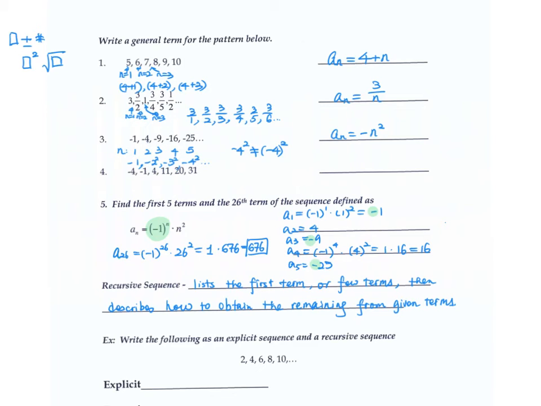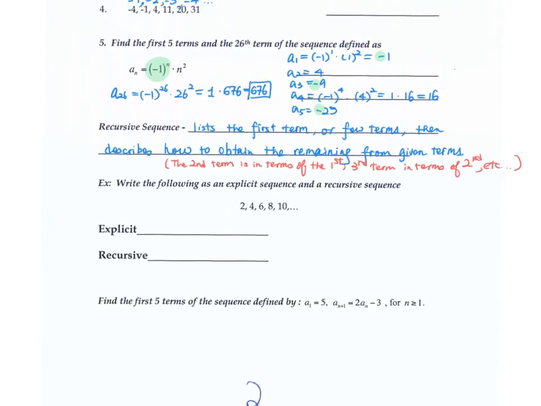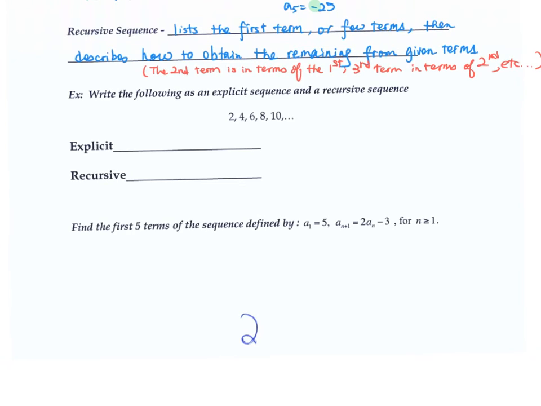Another way to say this, I'm going to use a different color, is that the second term is in terms of the first, and the third term, you got it, in terms of the second, etc., etc. Okay, so the one in the back is in relation to the one in the front.